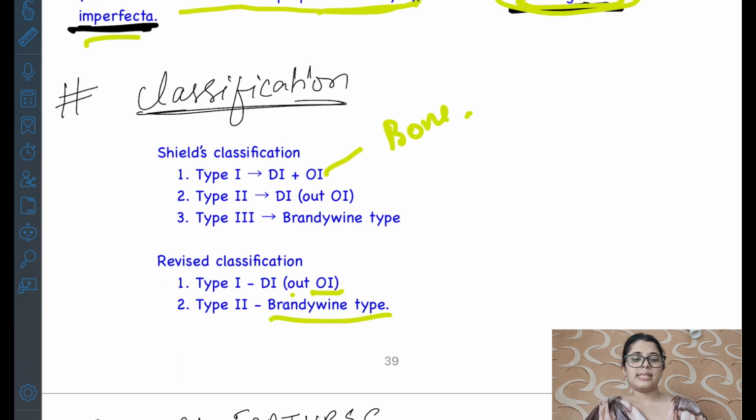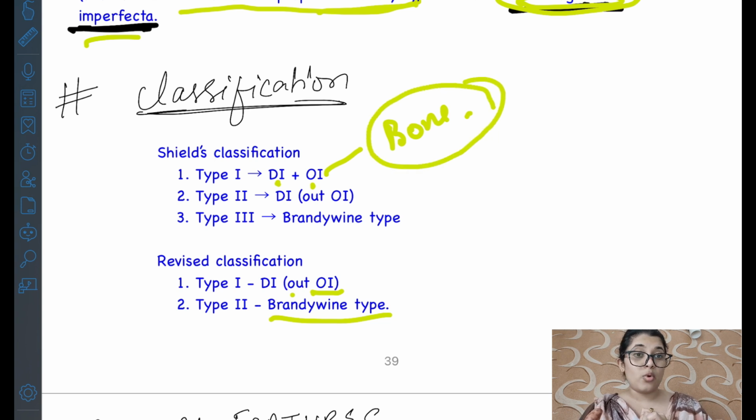Okay, now next is classification. Two types of classification were given: the Shield classification, and later this Shield classification was revised. Shield type 1 is dentinogenesis imperfecta with osteogenesis imperfecta, which involves bone deformities. Type 2 is dentinogenesis imperfecta without osteogenesis imperfecta, and type 3 is the Brandywine type. Later on this was revised and type 1 was discarded, and now type 1 is dentinogenesis imperfecta without osteogenesis imperfecta, and type 2 is the Brandywine type.